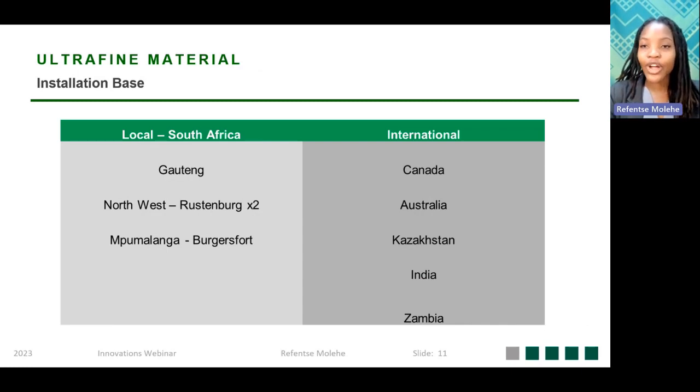So this is just a few of our installation bases where we've put in our UX7 spiral. It's different mines within South Africa and some of our international clients, including Canada, Australia, and India, to just name quite a few.